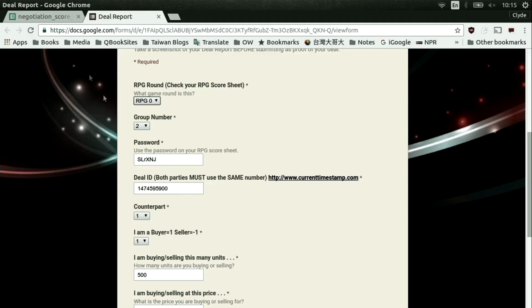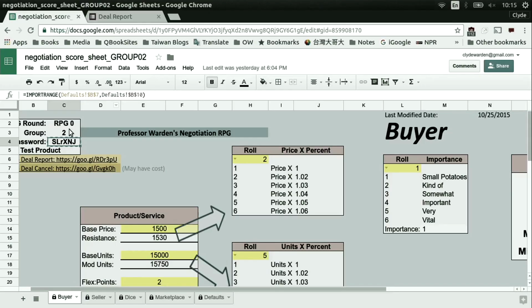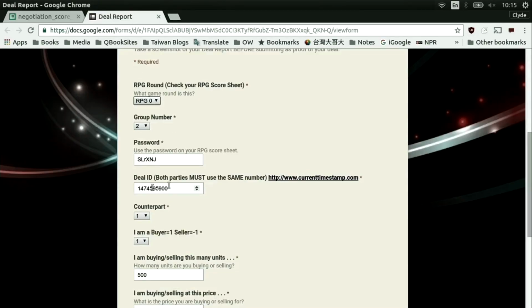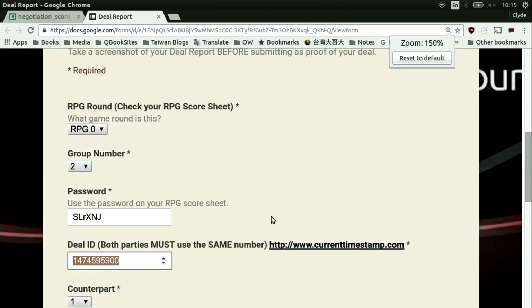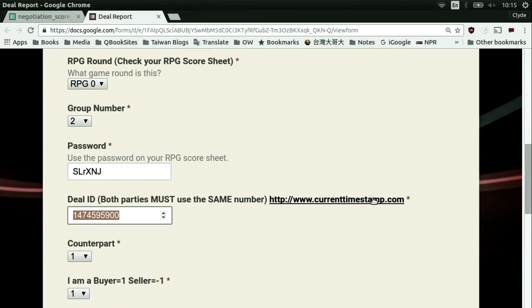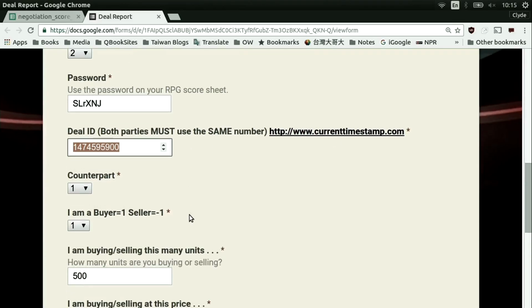My password, where do I get the password? Remember, the password is back on your RPG sheet. I have a deal ID. Where did the deal ID come from? Remember, we both use the same group ID. The buyer and the seller use the same ID. Where did we get it? From this page here, where we click and get a number, a timestamp.